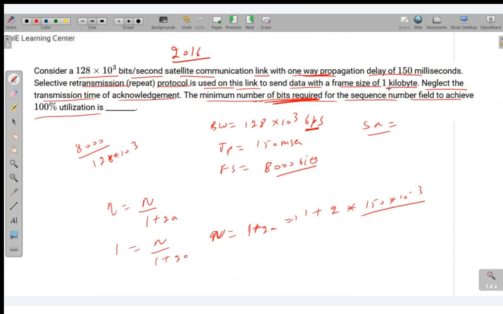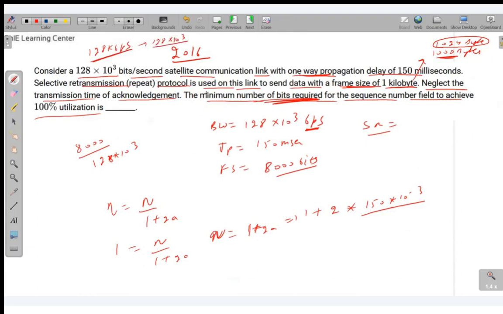We are taking frame size as 1 kilobyte. You can take 1 kilobyte as 1000 bytes or as 1024 bytes. The exact answer is 1024. My suggestion is that for frame size in a computer, you will take powers of 2 only. For bandwidth etc. you can take 1000. For example, if they say 128 kbps, kilobits per second, then you will take 128 into 10 power 3. Are you getting it?